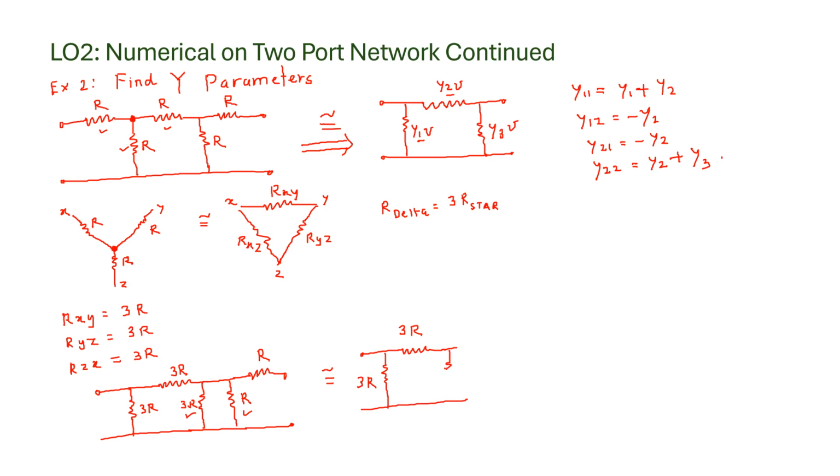Now you have where you can combine 3R and R resistor. So what is the value? 3R into R divided by 3R plus R. So it will be 3R square divided by 4R. So it will be 3 by 4 into R. So this value will be 3 by 4 into R, and there will be this resistor R.